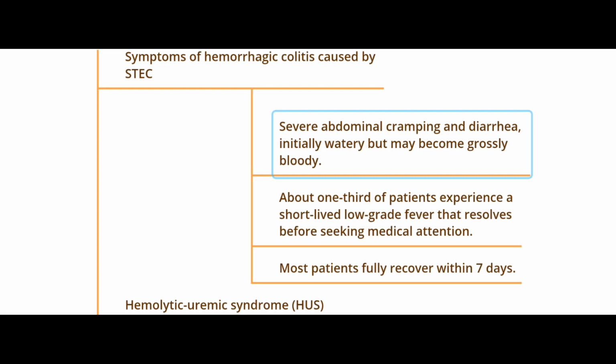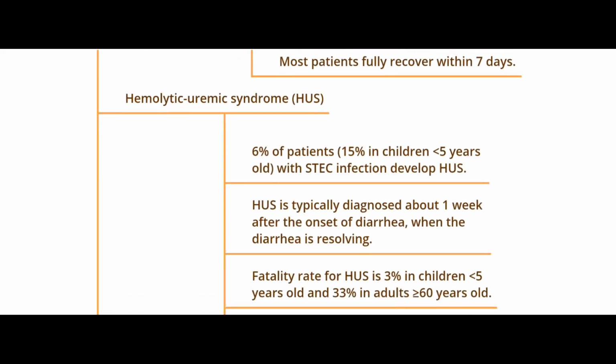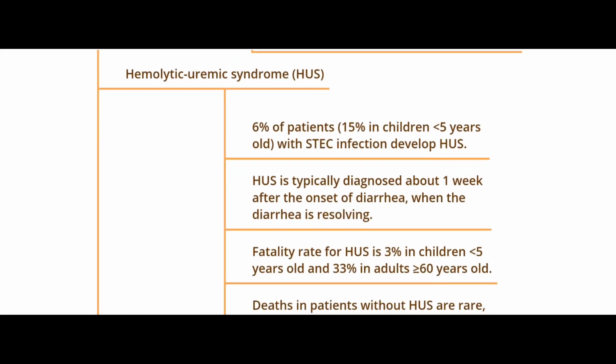It is important to know that if our patient has bloody diarrhea with no fever, we shouldn't give these patients antibiotics, because these antibiotics will increase the risk for hemolytic uremic syndrome, especially in children less than 5 years. 6% of these patients, especially 15% of children less than 5 years old, may develop hemolytic uremic syndrome.